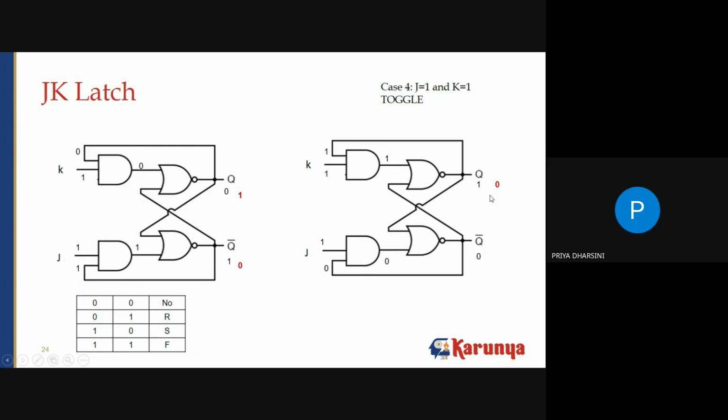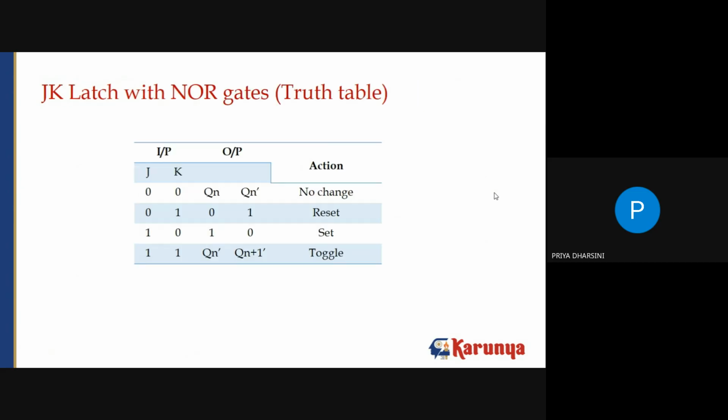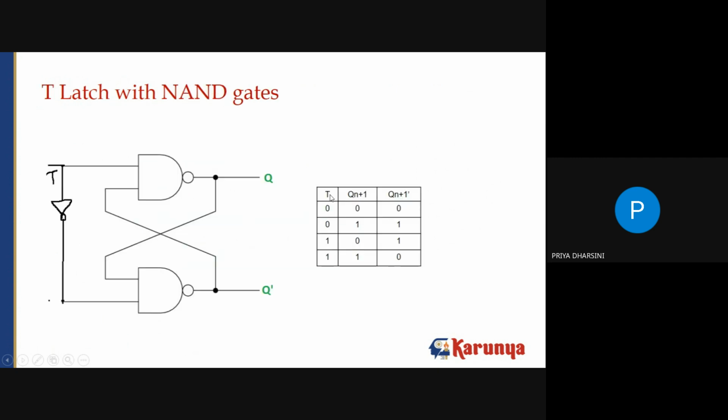So how did we get it? It has toggled. If the previous state was 0, we are getting the output as 1. If the previous state is 1, we are getting the output as 0. So toggling is happening. JK flip flop behaves just like a T flip flop, toggle flip flop, when both the inputs are given 1. So we have now found the truth table for a JK latch. 1 1 it is toggled, 1 0 set condition, 0 1 reset condition, 0 0 no change. Okay, with this I stop.